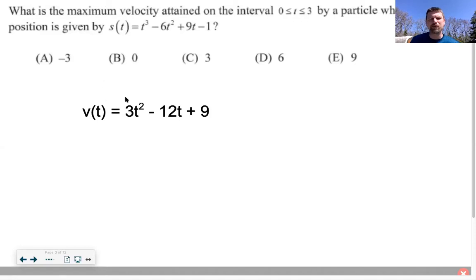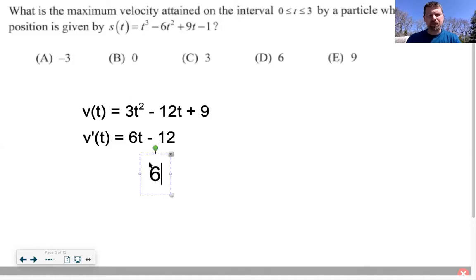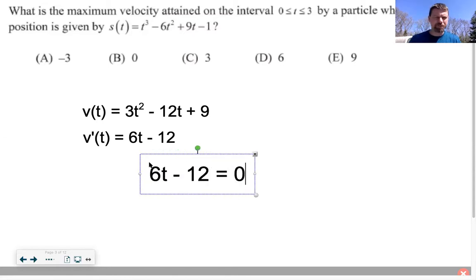To find maximums, we take the derivative. So let's take the derivative of that so we can start finding maximums. Derivative of that should be 6t minus 12. Of course, the whole point of taking the derivative to find a maximum is so that we can set it equal to 0 and find those critical points. So 6t minus 12, set that equal to 0.